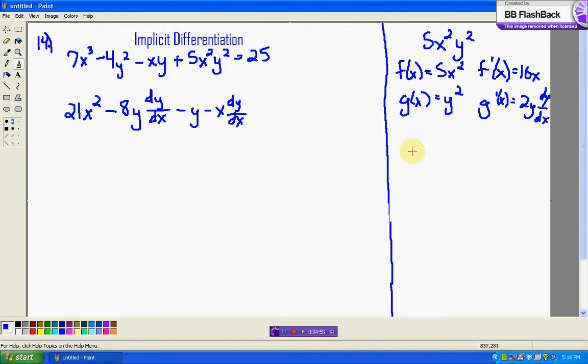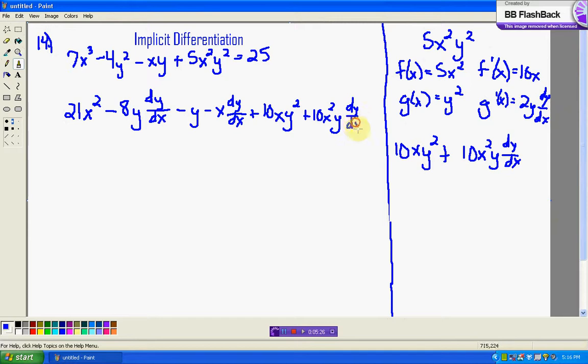So we need to write out our derivative. So it's f prime times g, so we get 10xy squared plus 2y times 5x squared, which is 10x squared y dy dx. So we put this over here, plus 10xy squared plus 10x squared y dy dx equals, and the derivative of a constant, no matter what you're differentiating, is always 0.